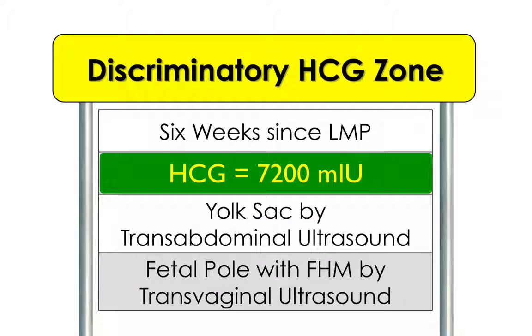At 6 weeks since the first day of the last menstrual period, an HCG value of 7,200 milli-international units should demonstrate an intrauterine yolk sac by transabdominal ultrasound and a fetal pole and fetal heart motion by transvaginal ultrasound.